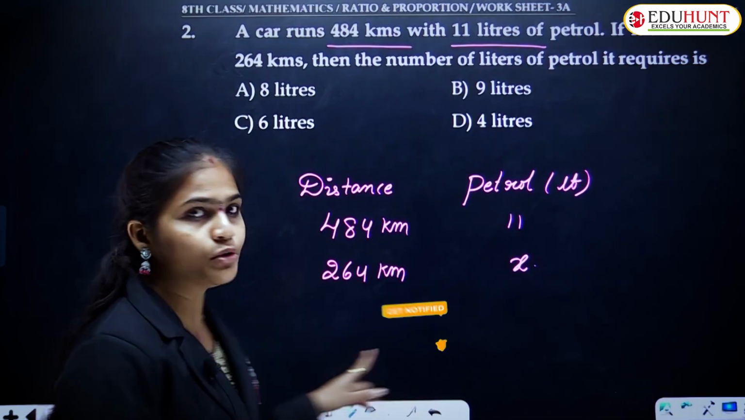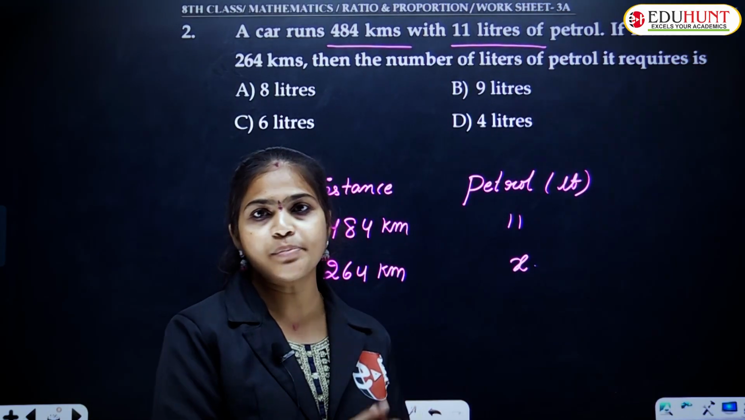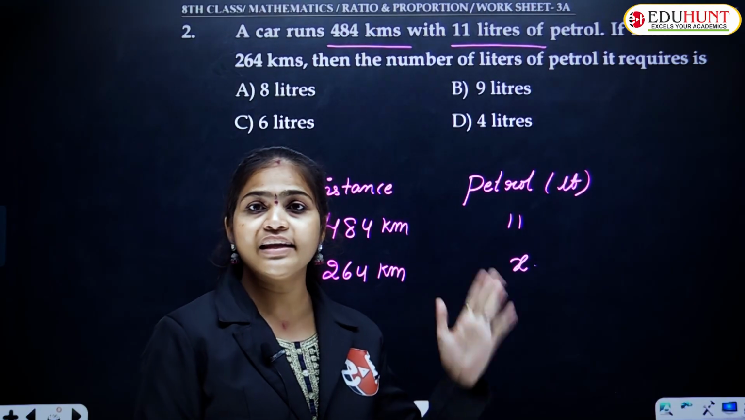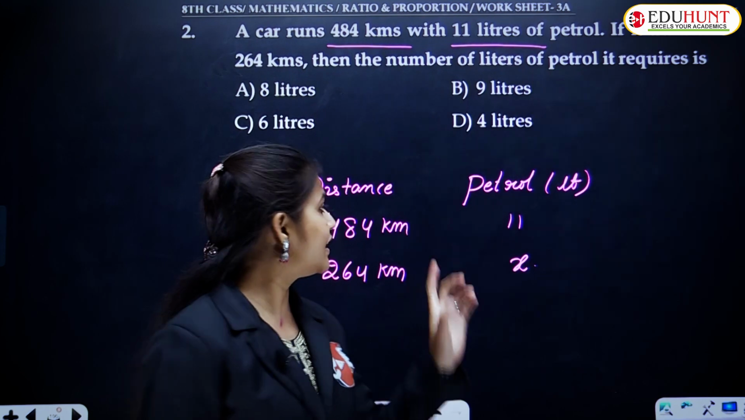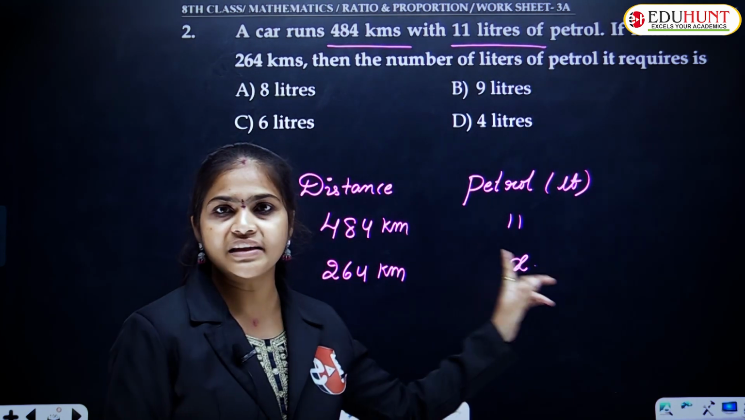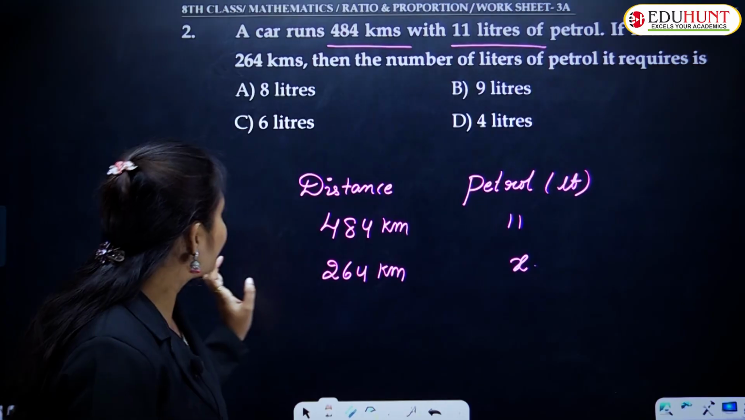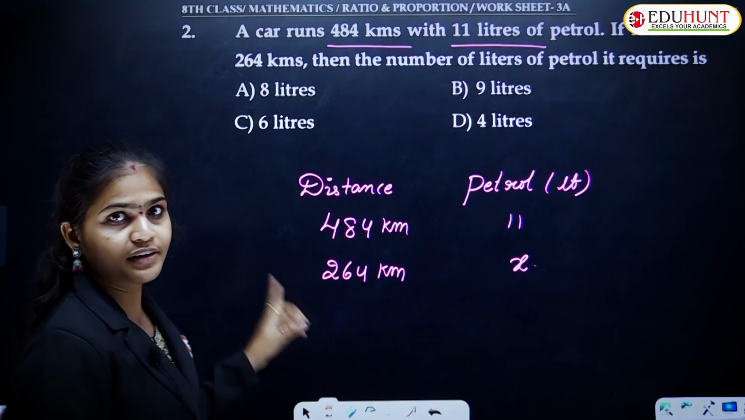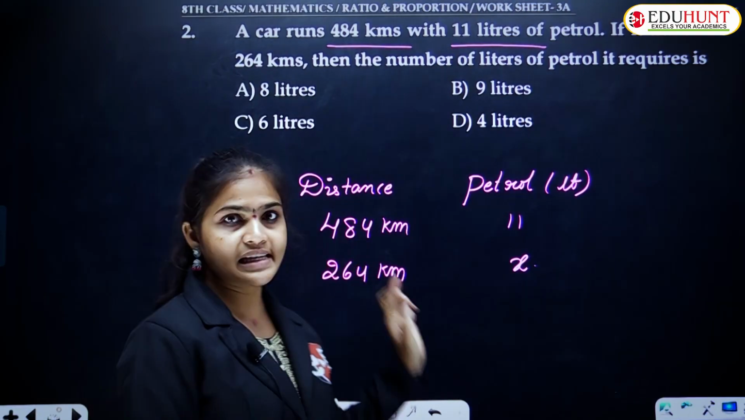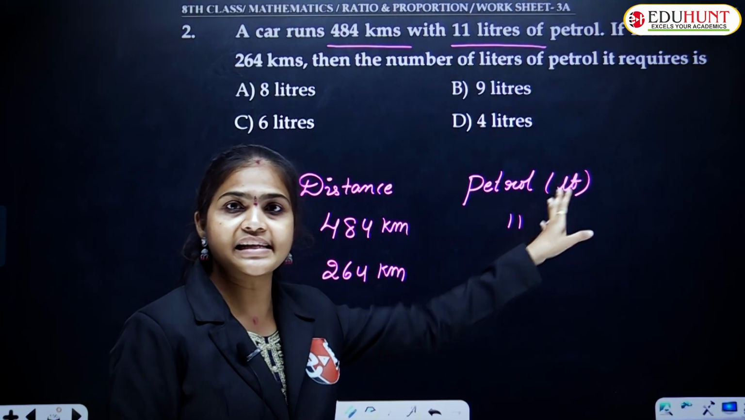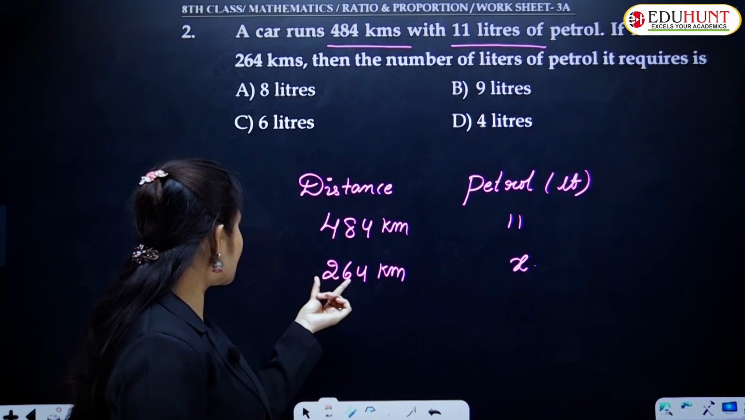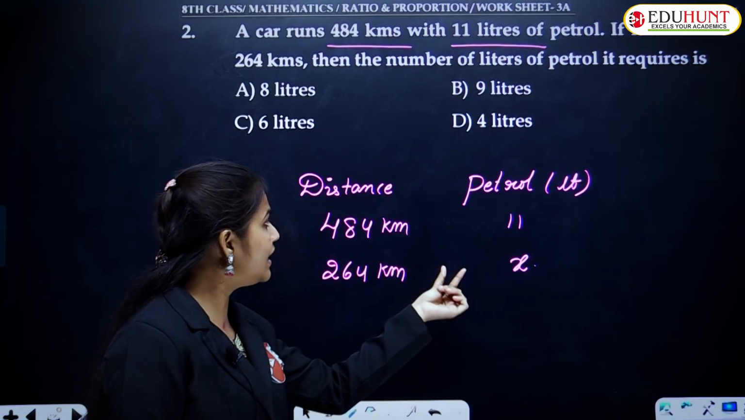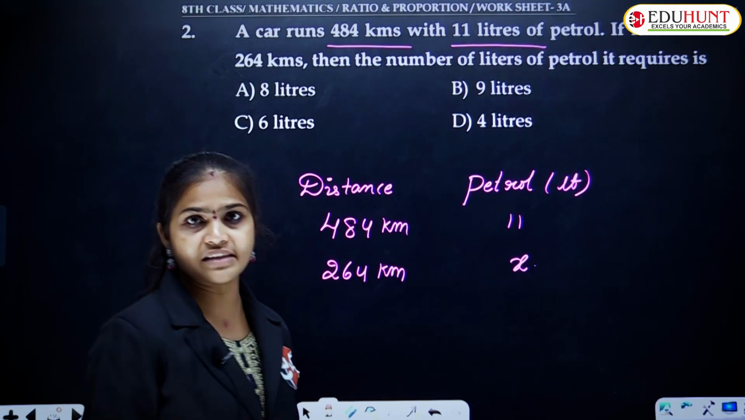So children, here I told you that if x is directly proportional to y, then its ratio is constant. In the same way, we can apply that proportion method here also. But before going to that, what is the question they have given here? A car runs 484 kilometers by using 11 liters of petrol. While traveling 264 kilometers, how many liters of petrol can be used?